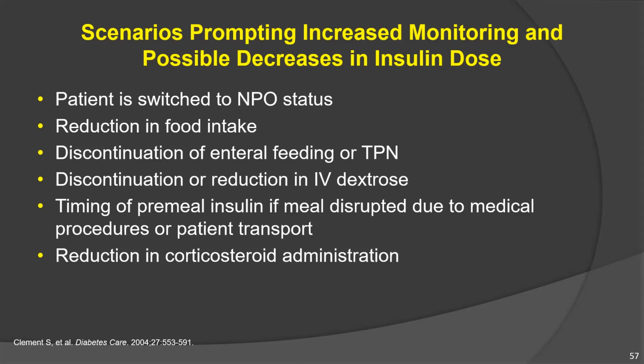Timing of prandial meal insulin, if the meal is disrupted due to medical procedures or patient transport. For example, if a patient has to undergo an ultrasound scan, is kept NPO, did not take breakfast, and unfortunately could not have the ultrasound in the morning and is still waiting in the queue, and lunchtime has arrived and the staff checks the blood glucose and gives sub-Q sliding scale insulin as per requirement, that will be dangerous. So you have to inform the patient and the staff that the patient is going for an ultrasound and is still waiting for that. So be careful about this scenario.